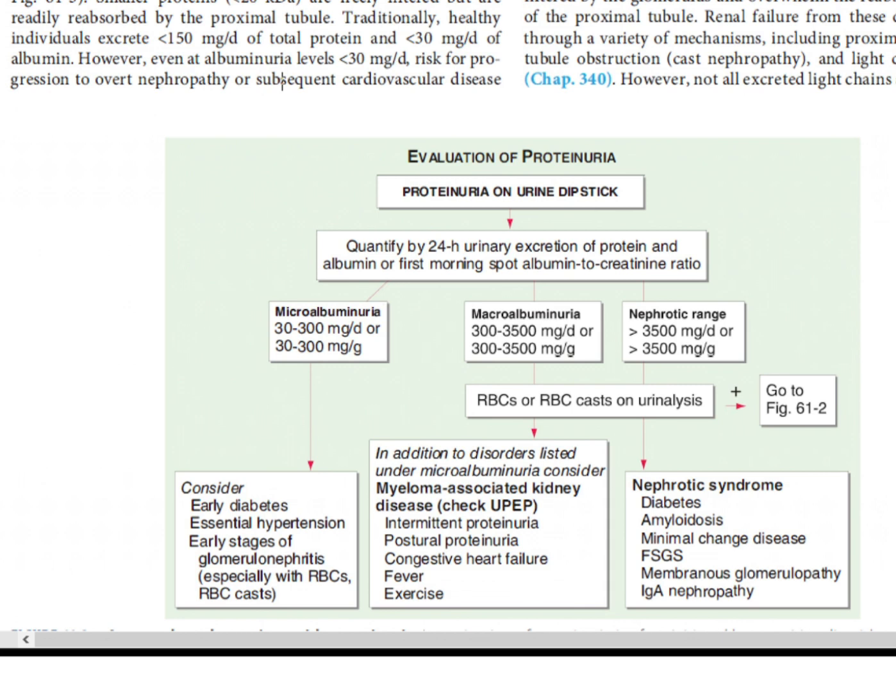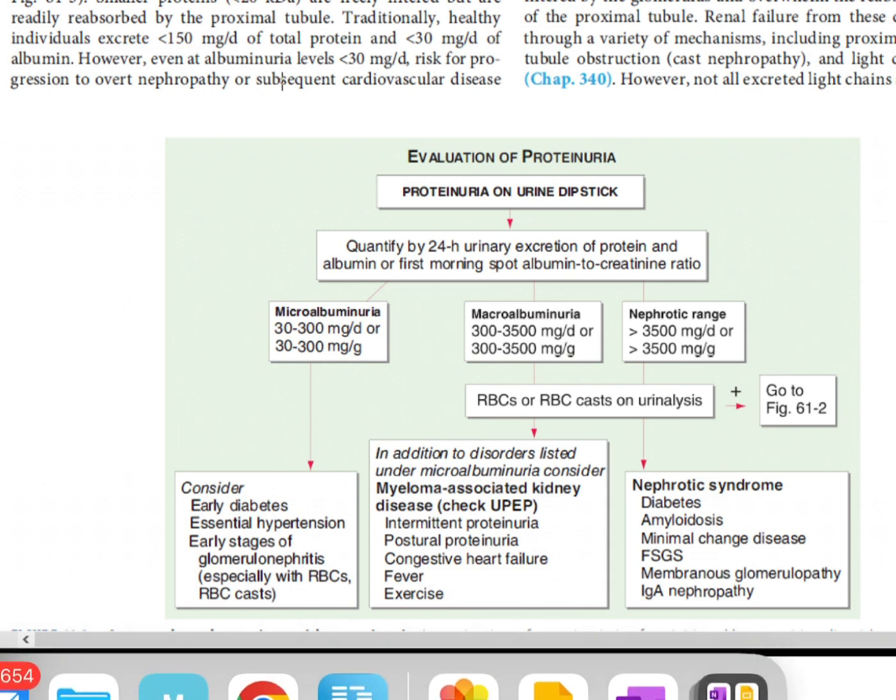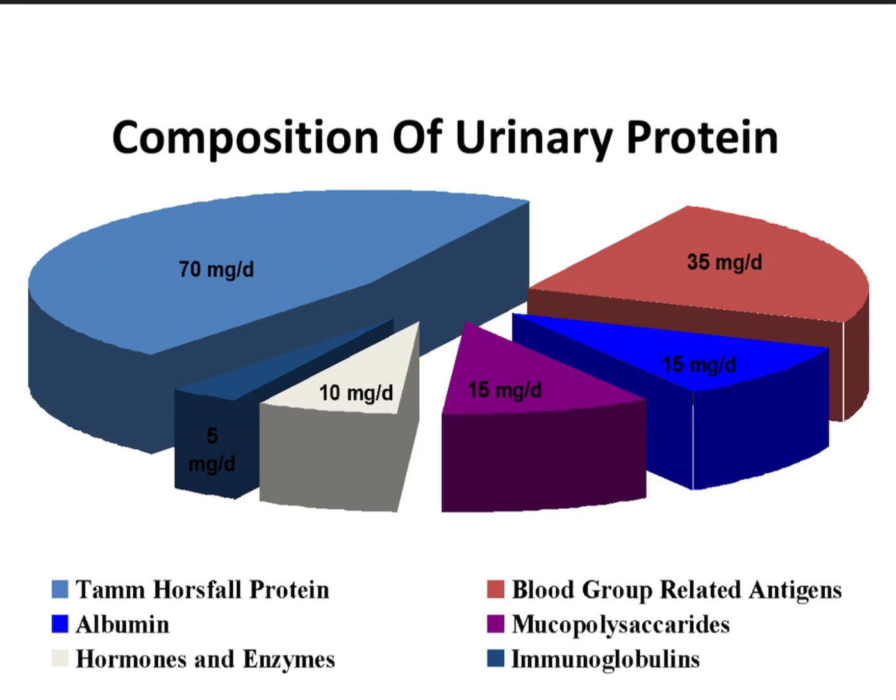Today's topic is how to approach a patient of proteinuria. Before understanding that, we will first see what is the normal composition of urinary protein. As you know, the urine protein is normally less than 150 milligram per day.